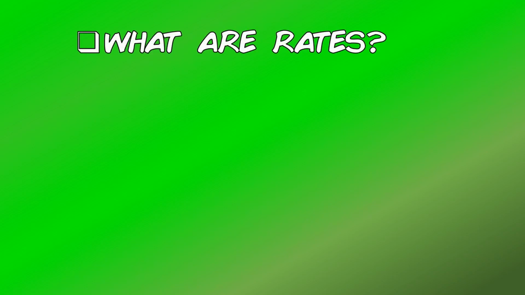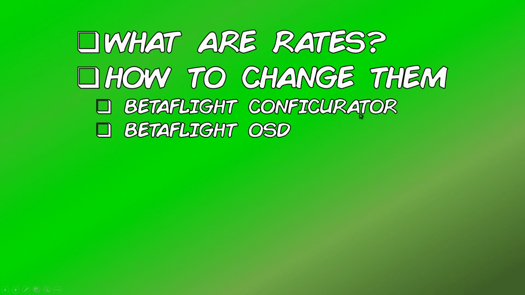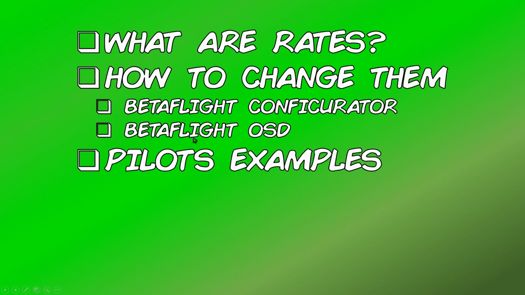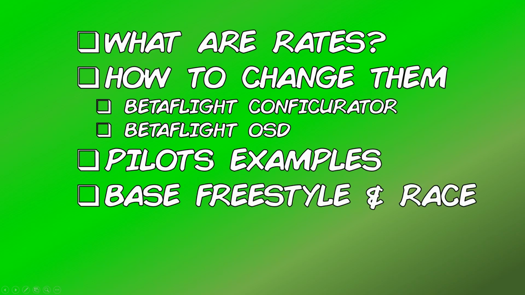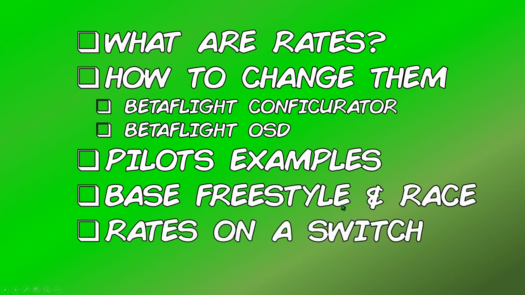And in this video, here's specifically what we're going to cover. First, we're going to take a look at what rates are. Then we'll explain how to go ahead and change them using both the Betaflight Configurator and the Betaflight OSD. We'll also take a look at a few well-known pilots' rates as examples and use the average of those pilots' rates to formulate a base freestyle and also a base race rate set for you to start with, which you can tweak over time. Then we'll show you how to put those two rate sets on your transmitter switch so that you can change between freestyle and racing style flying just with a flip of a switch.